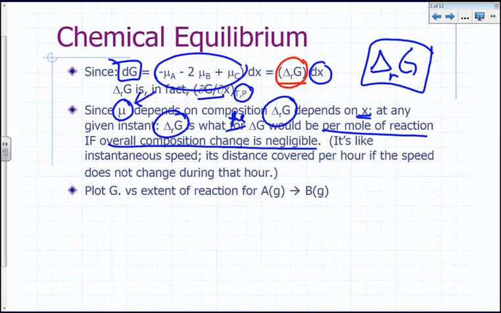It's sort of like instantaneous speed. If you say your instantaneous speed is 5 miles per hour, that doesn't mean you're going to be traveling 5 miles in 1 hour. That would be the distance you would cover in 1 hour if your speed were not going to change during that hour. The same thing here. If the composition of your mixture would not change appreciably during that 1 mole of reaction that occurs, then this delta G would be the change in the Gibbs energy.